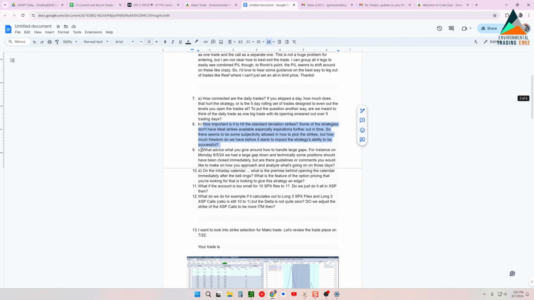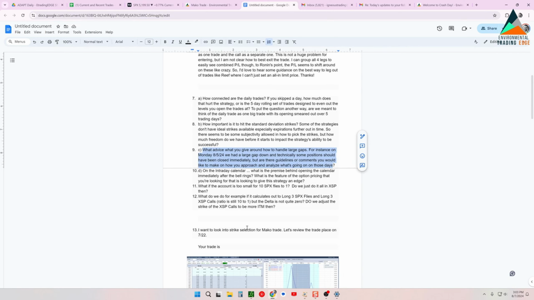Okay. What advice do you give around how to handle large gaps? For instance, on Monday, 8.5, we had a large gap down, and technically some of the positions should have closed immediately. But the guidelines comments, you say like, okay, so I think I went through this execution day enough of how I handle large gaps and how to execute those. Like I said, for these orders, you're only worried about the fly. Don't worry about the call. It's not a big deal.